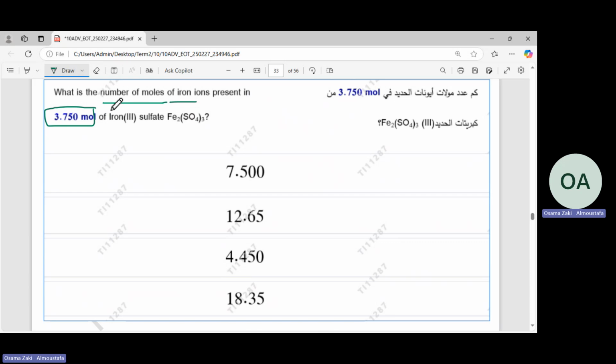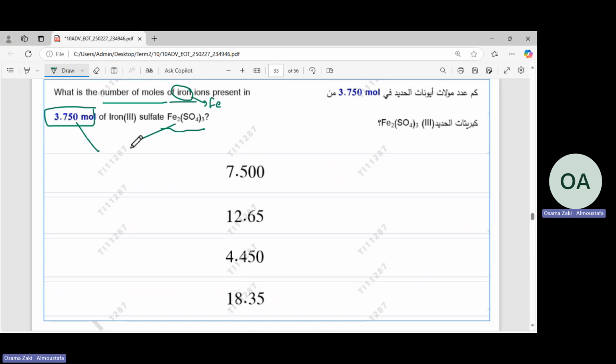But what's the difference here? Here, this is 3.75 moles of what? Of the compound. Okay, but here we need to find the number of moles of what? Of iron, which is just one element in the compound. So here we have the moles of the compound, and we need to find the moles of the iron. Where's the iron? Iron is Fe.